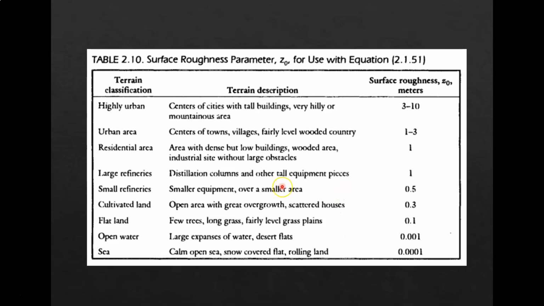When the surface roughness is nearly 0, it means that there is no obstacle or obstruction to the flow or direction of the gas, the gas dispersion. That's why the surface roughness is nearly 0 compared to highly urban and urban areas.